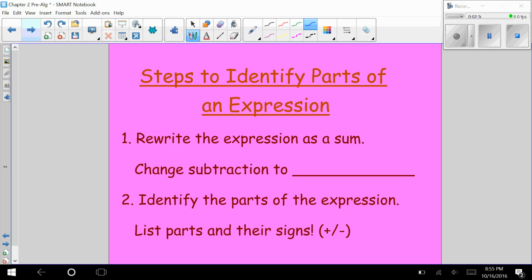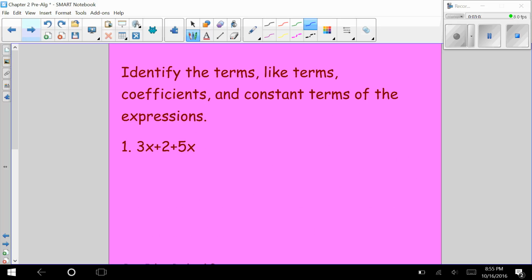So, steps to identify parts of an expression. Step 1, rewrite the expression as a sum. We're going to change subtraction to adding the opposites. If we were subtracting a positive, we are now adding a negative. Step 2 is identify the parts of the expression. You'll list the parts and their signs, positive or negative. So let's start. Let's identify the terms, the like terms, the coefficients, and the constant terms of the expression.